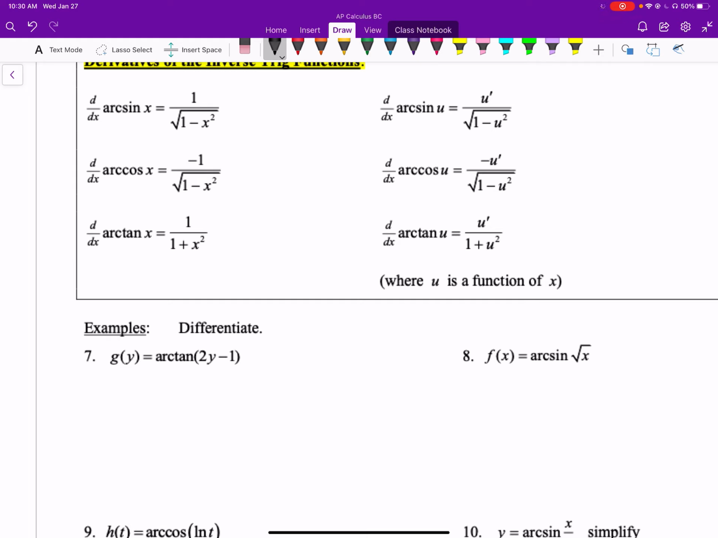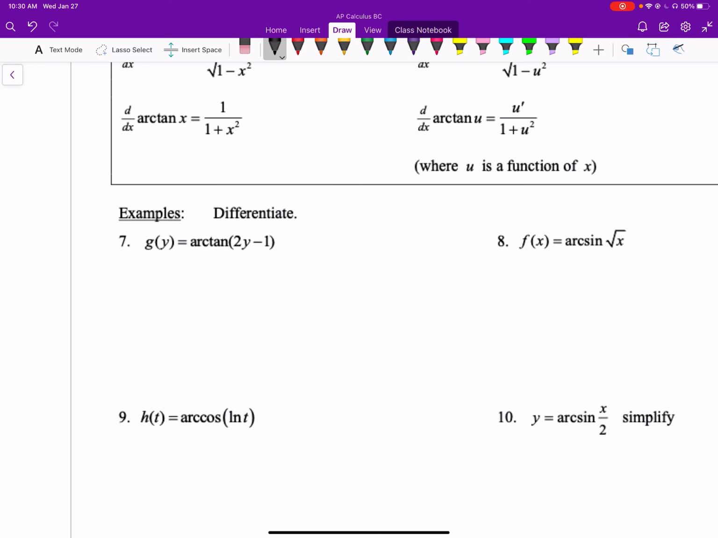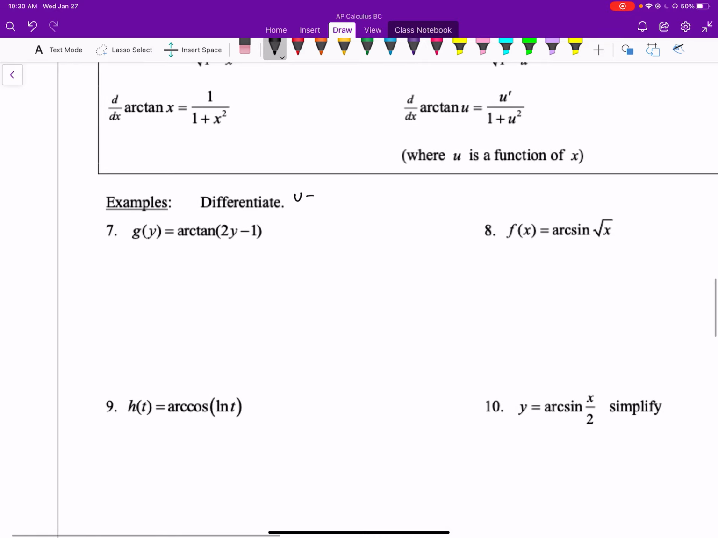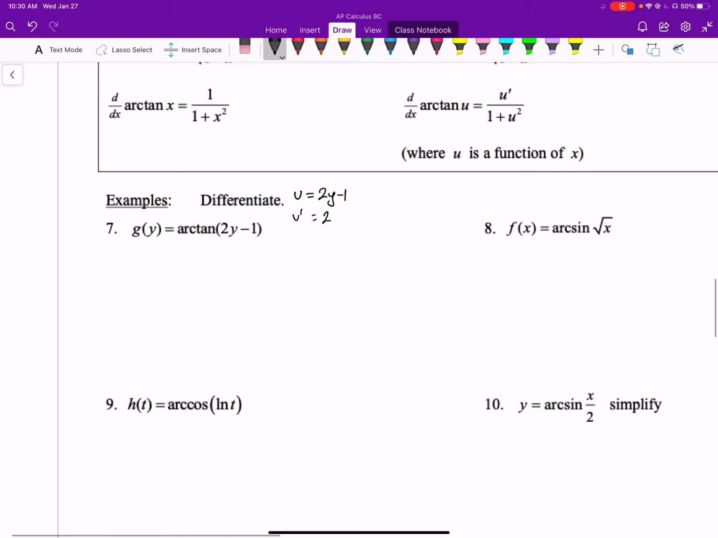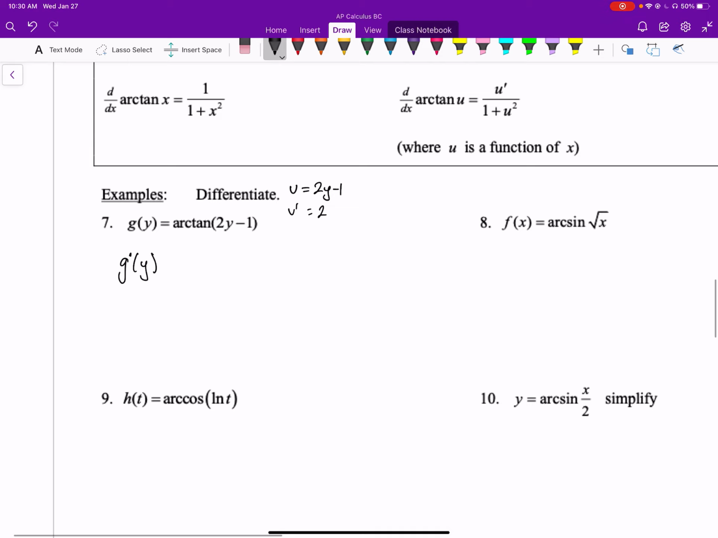So we're going to differentiate my arc tangent of 2y minus 1. My u in this case is that 2y minus 1, so my u prime is going to be a 2. So we're going to write this, my g prime of y equals my u prime over 1 plus my u squared. Okay, we're done. I would not multiply out 2y minus 1. I would not FOIL it. I would leave it. Don't make yourself do more work than you need to.